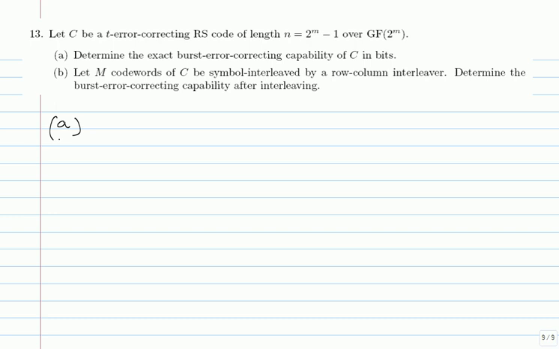Is it tm? Am I right if I say tm? No, right? See, it depends on where I start. I have to be very careful. So what is the exact expression in terms of t and m? You can come up with the exact number for the maximum burst length that is correctable.